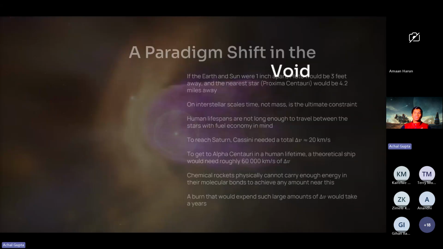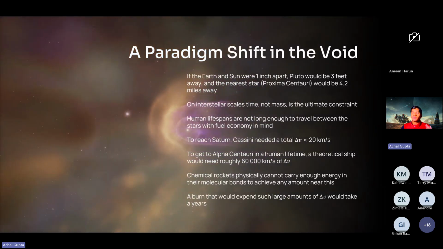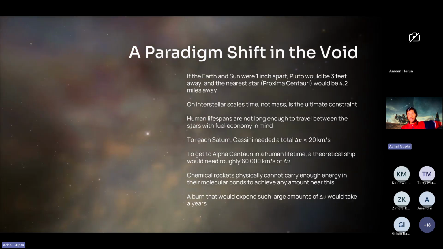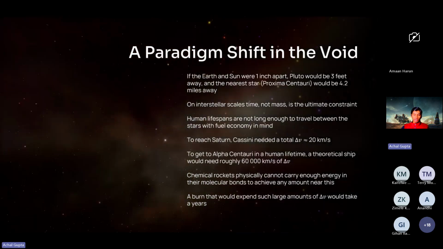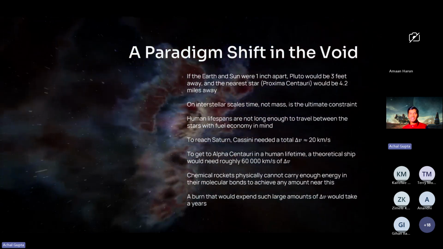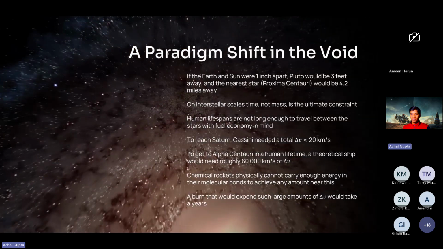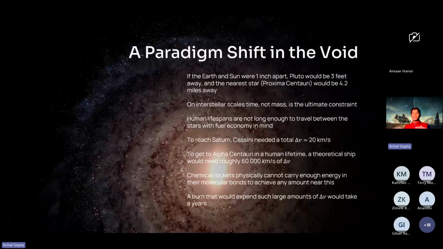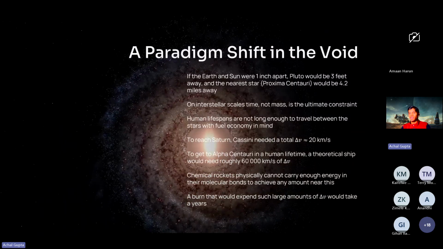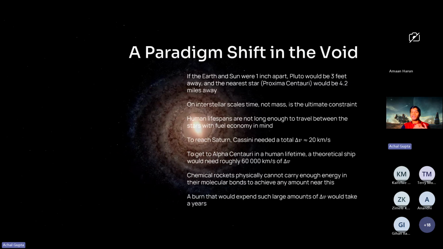Now, just to drill in the sort of distances involved with interstellar space, if the Earth and Sun were 1 inch apart, so essentially if 1 inch was 1 astronomical unit, Proxima Centauri, which is the nearest star, would be 4.2 miles away. So now that we're considering interstellar travel, we abandon the idea of delta V. We abandon the idea of efficiency. The only thing we want to be efficient in is time, not mass. We can send any amount of mass. Our problem is time, because the delta V requirement becomes astronomical. We need 60,000 kilometers per second of delta V, whilst we're barely fighting for 30 or 40 kilometers per second just to get to Alpha Centauri in a human lifetime.